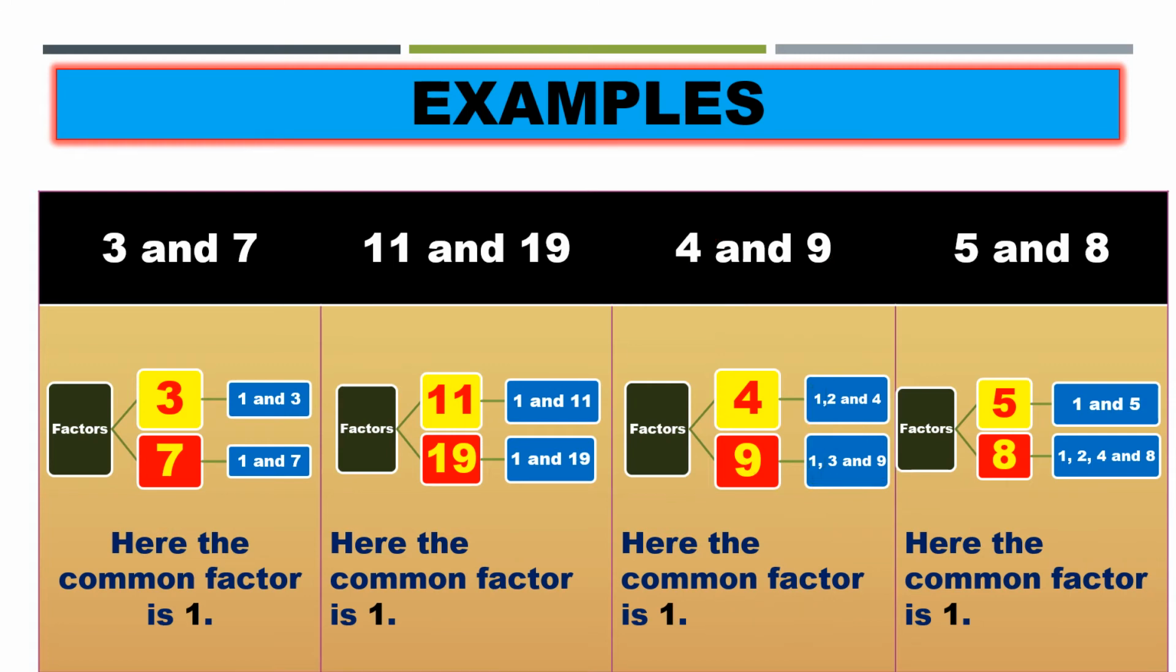Means co-prime numbers may or may not be prime numbers. Here I took one prime number and I took one composite number. Okay. So 1 and 5. Here 1, 2, 4 and 8. Okay. The only common factor is 1. So they are co-prime numbers. So co-prime numbers means first you should find out the factors of the two numbers, and if one is a common factor between these two numbers, then they are co-prime numbers. Okay. So let us go to the next slide.